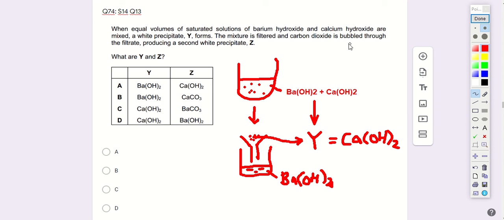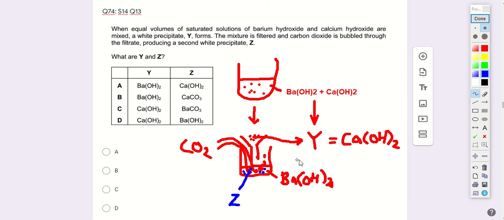Then after that, they say this filtrate, they go and bubble carbon dioxide. I put in a tube and bubble carbon dioxide. So when they bubble this carbon dioxide through this filtrate, another precipitate is formed. It starts forming precipitate. Let's use another color, blue, to represent the precipitate. This precipitate, they call it Z.